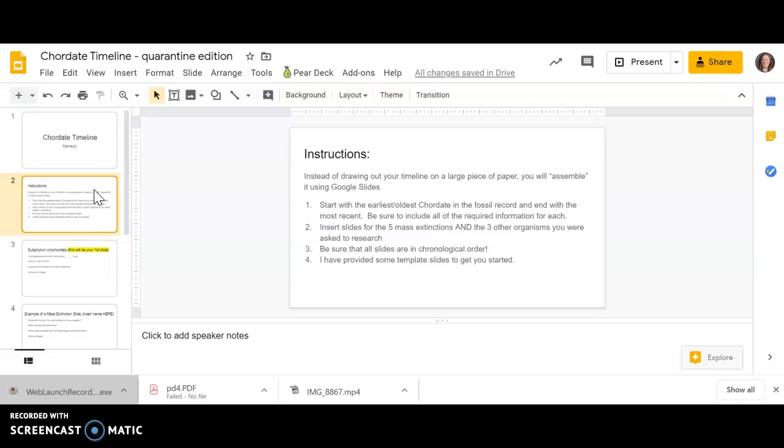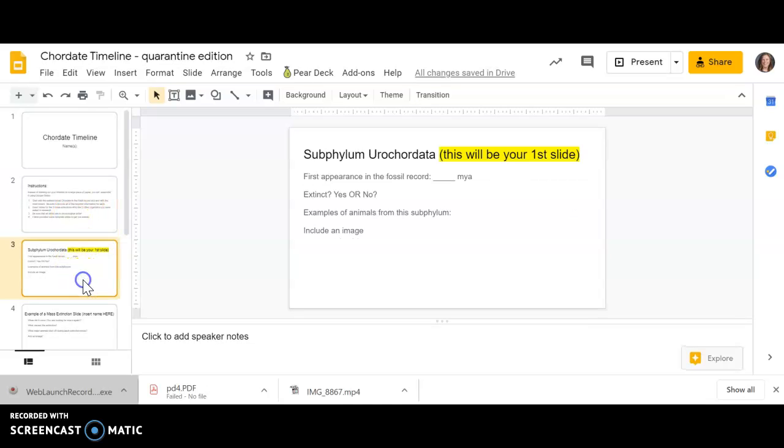And don't forget about the other three organisms that I asked you to look up and research, and that was the lungfish, Archaeopteryx, and Tiktaalik. Those also need to be included in there, in addition to your mass extinctions and all the other subphyla, superclass, classes, that kind of thing. Basically, make sure to have everything in chronological order from oldest to most recent. And then I put in a few slides to help you get started.